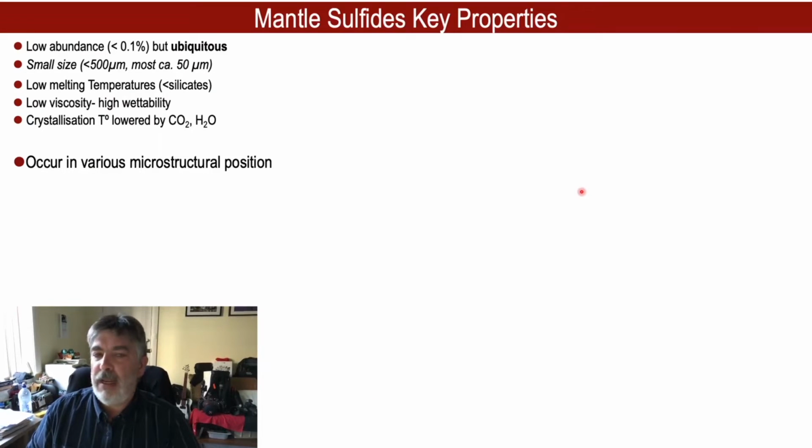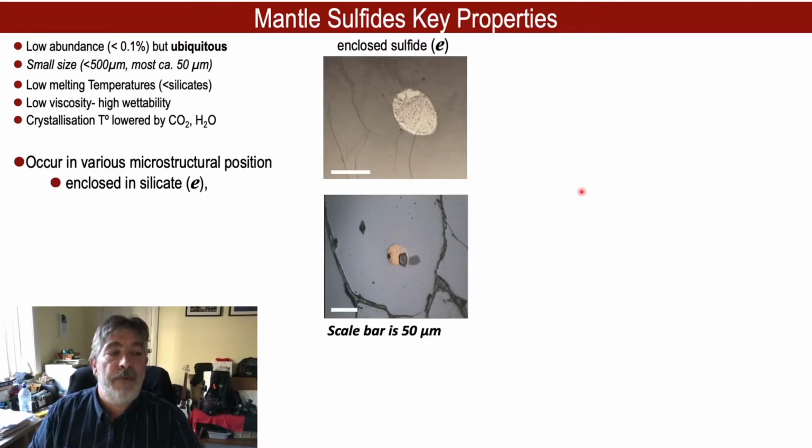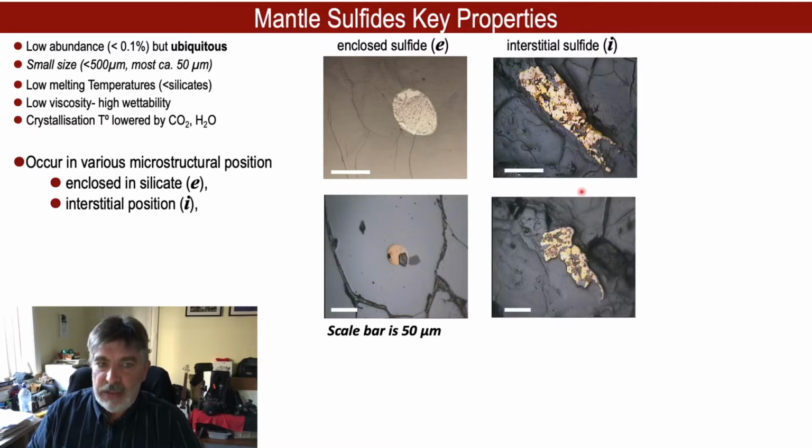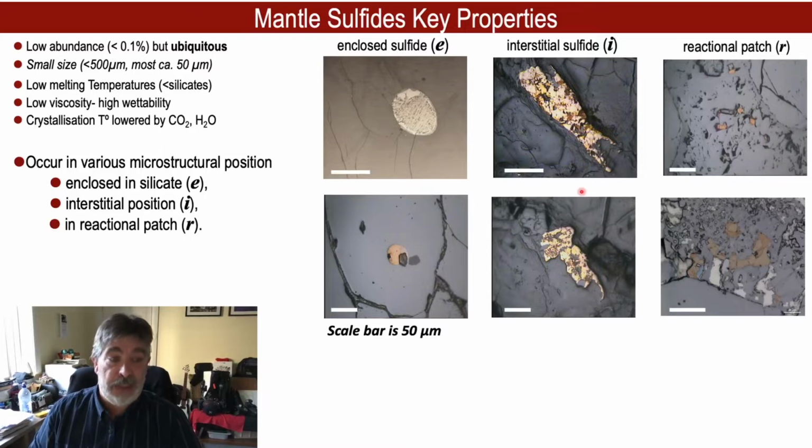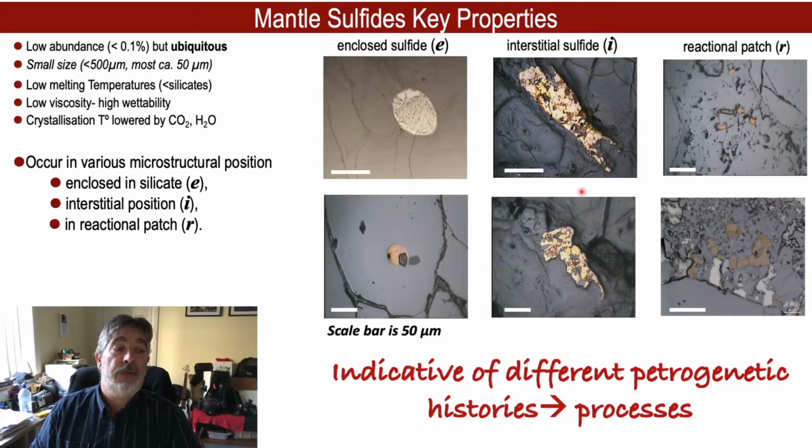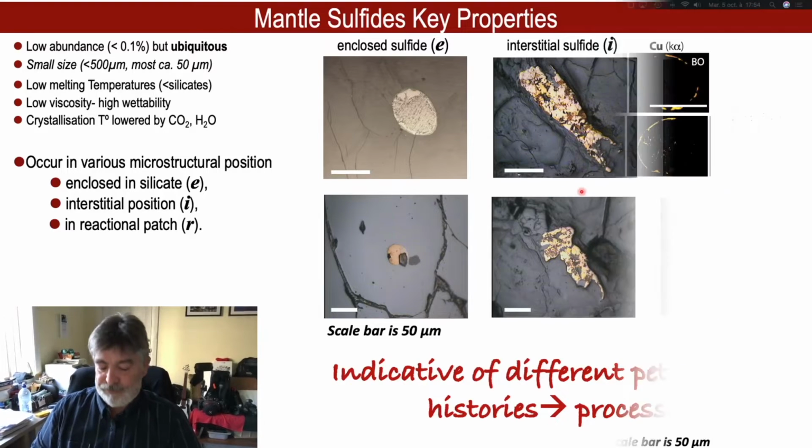Sulfides occur either as enclosed in the main forming silicates or as interstitial isolated sulfides, which may form wetlands or networks, and are also found in reactional patches. These various microstructural positions attest to different petrogenetic histories.